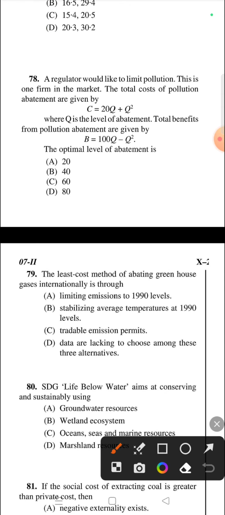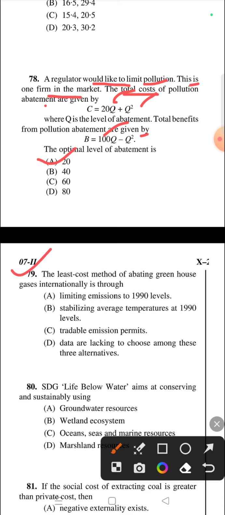Question number 78. A regulator would like to limit pollution. This is one firm in the market. The total cost of the pollution abatement given by C is equal to 20Q plus Q square, and the benefit B is equal to 100Q minus Q square. The optimum level of abatement is 20. Right answer, option A.